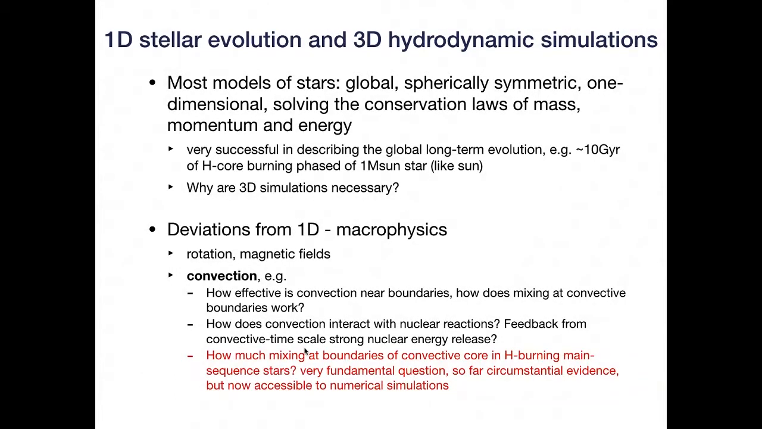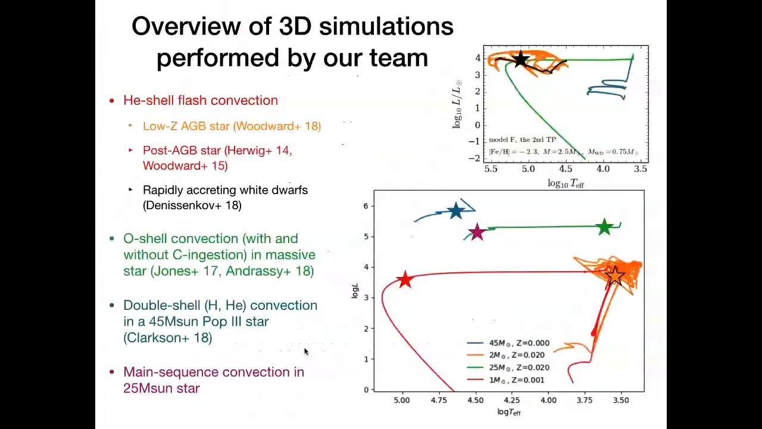So these are all motivations, and specifically for convective core convection, which is the most important, at least longest lasting, phase of the evolution of massive stars, and also down to two solar mass stars and intermediate mass stars, there's a very fundamental question for which we so far have only circumstantial evidence: how does the mixing at convective cores work? How much material is entrained into the convective core to extend the lifetime, since adding new fuel will add to the lifetime of the star? So this is the motivation.